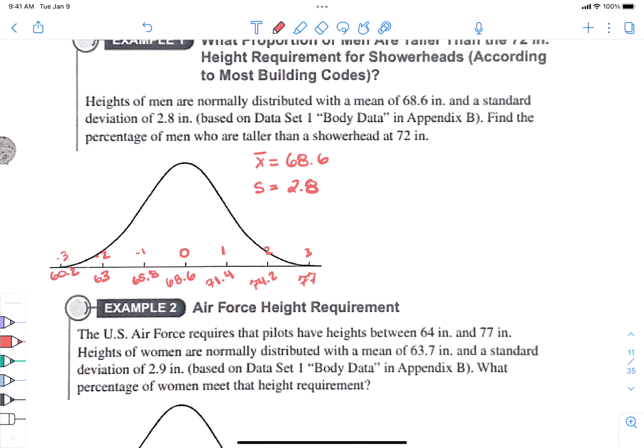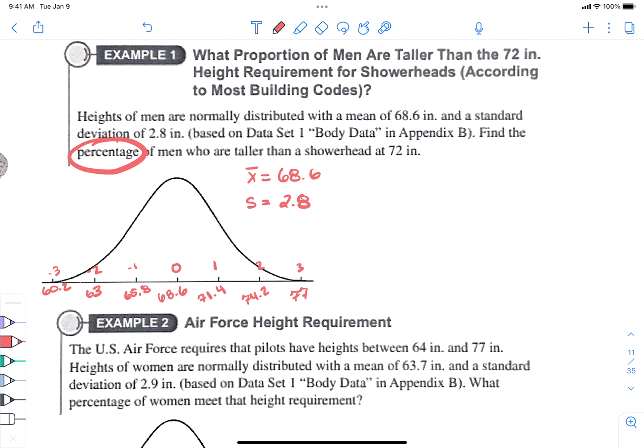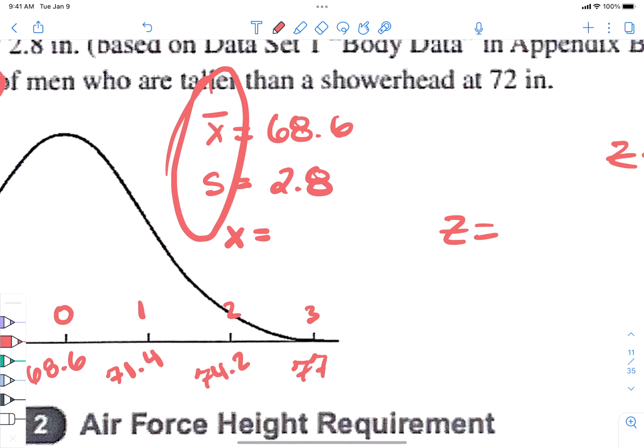It says find the percentage. We're looking for percent. Let's find our thought process here. Percent, that's what we ultimately want to get to. Find the percent that is taller than 72 inches. To get a percent, we have to look it up on the table. But in order to look it up, what do we have to know first? The z-score. Do we have a way of calculating the z-score for 72? Z is equal to, we know x bar and we know s. What is x that we're trying to find? Our number, 72.